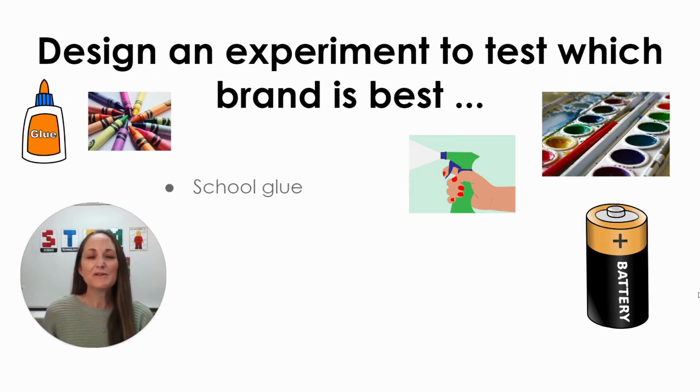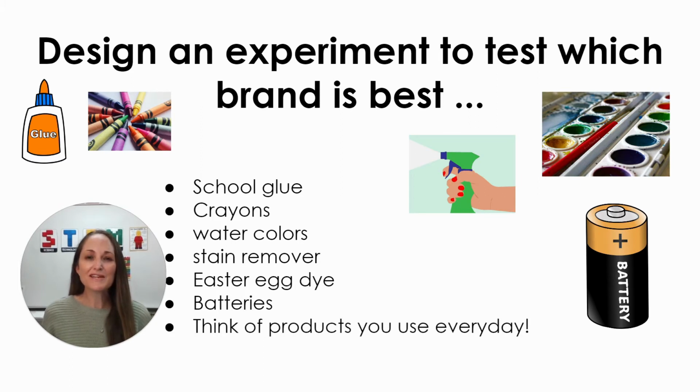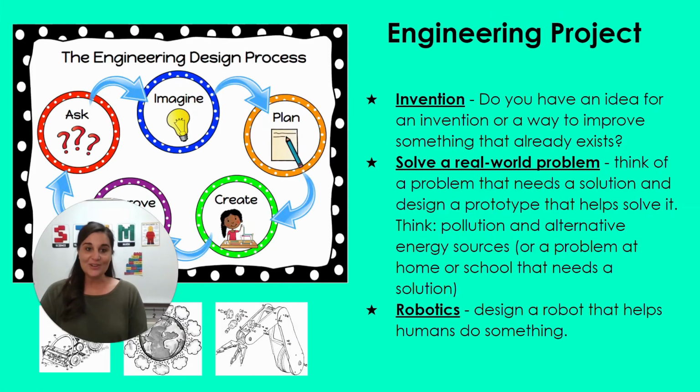For example, you can test different brands of school glue, or crayons, watercolors, stain remover, Easter egg dye, or batteries. Really, you can think of any products that you use around your house or at school every day and design an experiment to test to find out which brand works best. Another type of project that you can make is an engineering project.